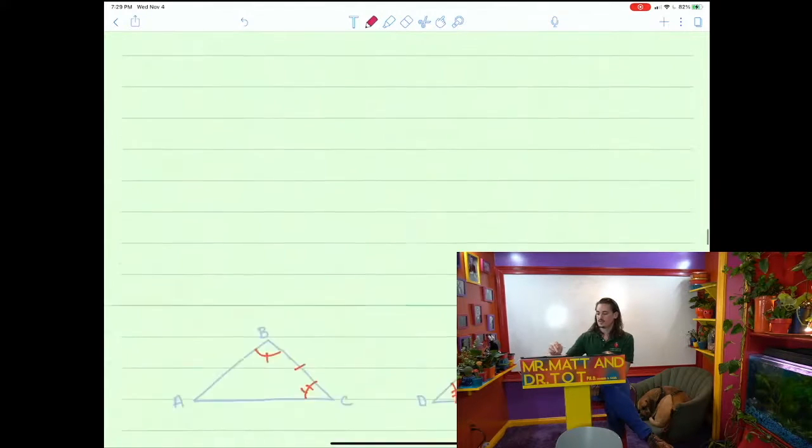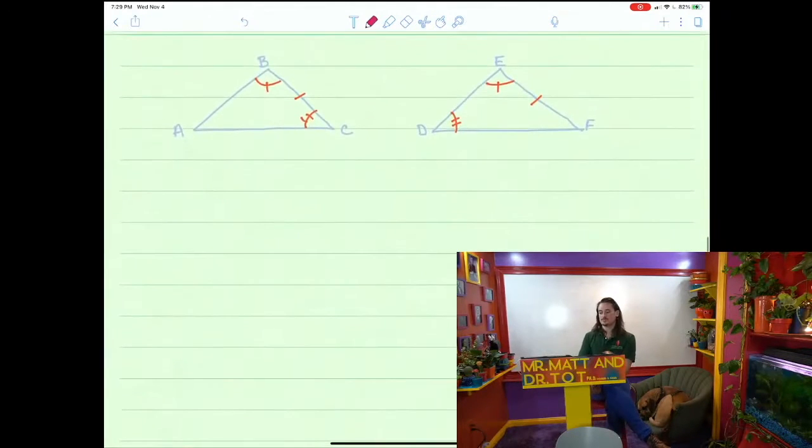If you have any questions, then please let me know. Otherwise, let's take a look at these two triangles. I'll give you 2 minutes.